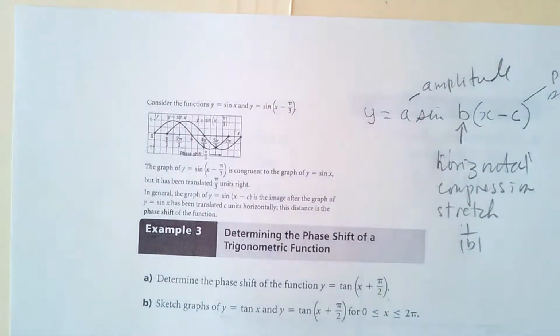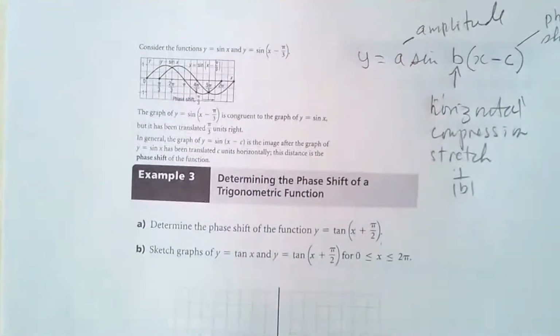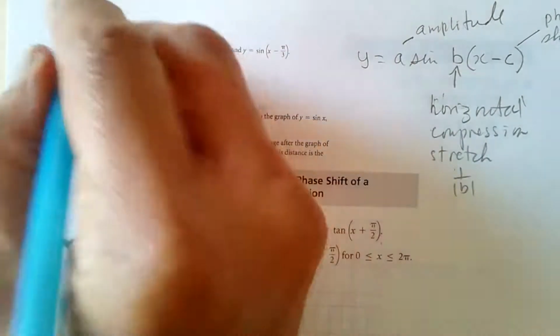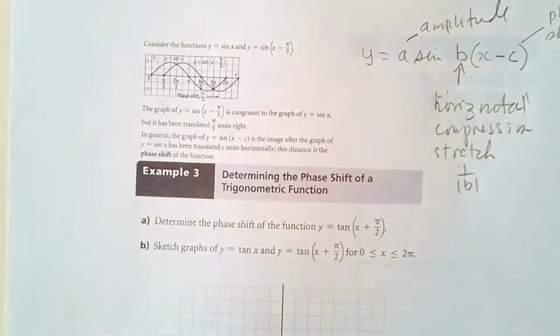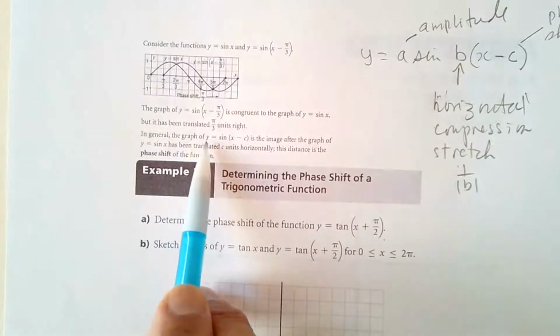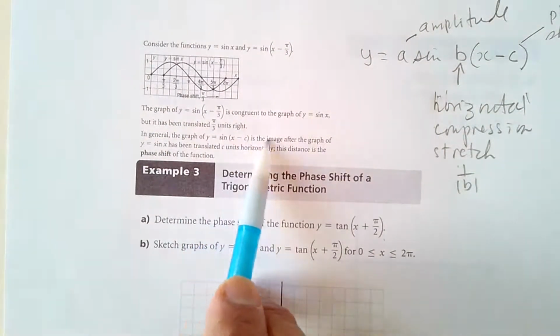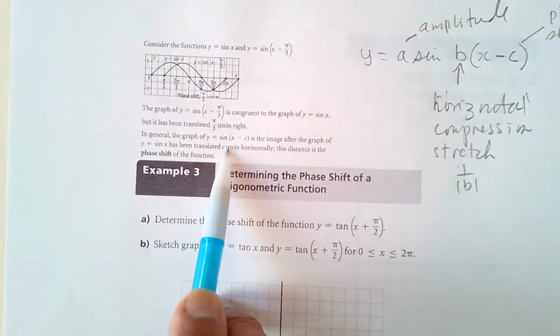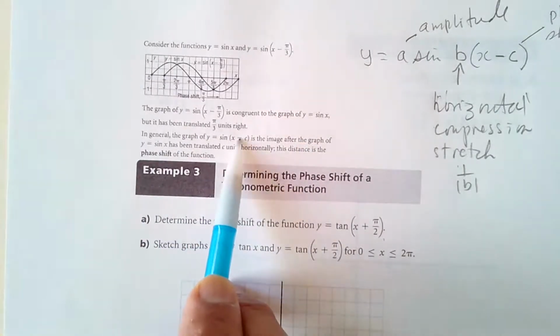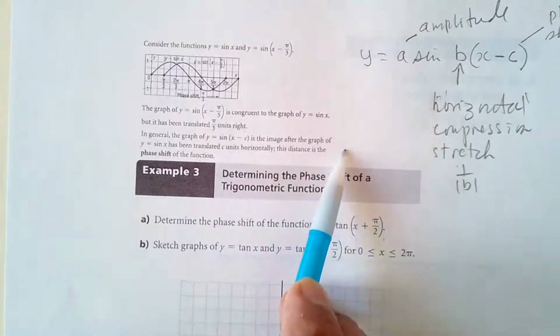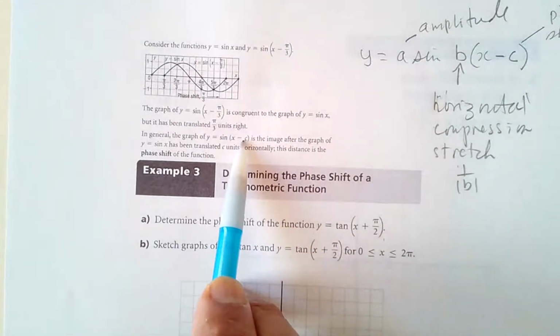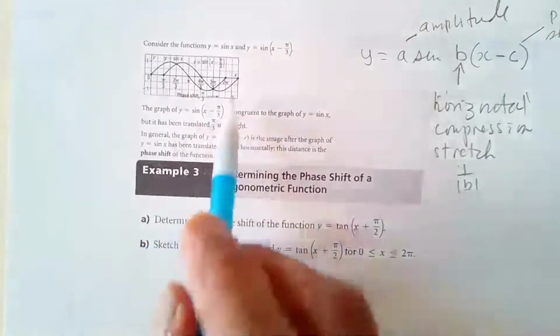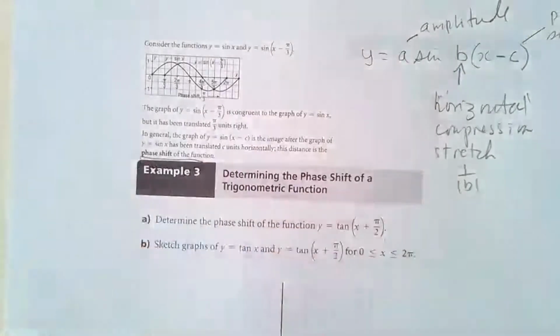So it's basically a horizontal translation. So c is a horizontal translation. We'll use the fact that horizontal translation refers to the phase shift. In general, the graph of y equals sine of x minus c is the image after the graph has been translated c units horizontally. If c is negative, it shifts to the right. If c is positive, it shifts to the left. And that's referred to as the phase shift of the function.